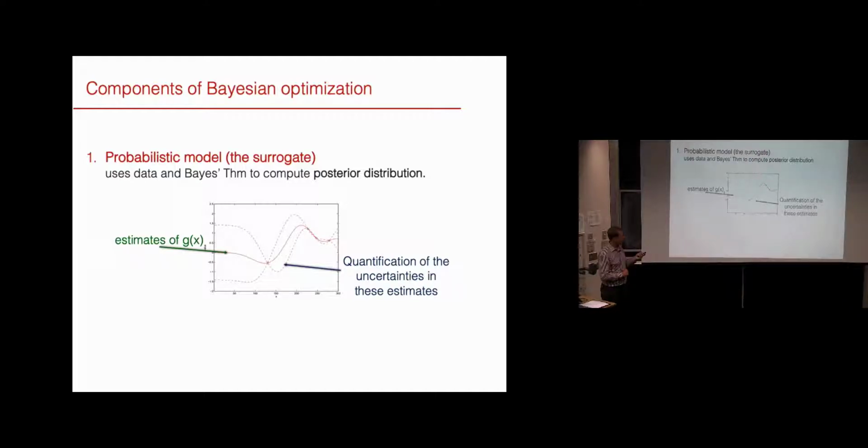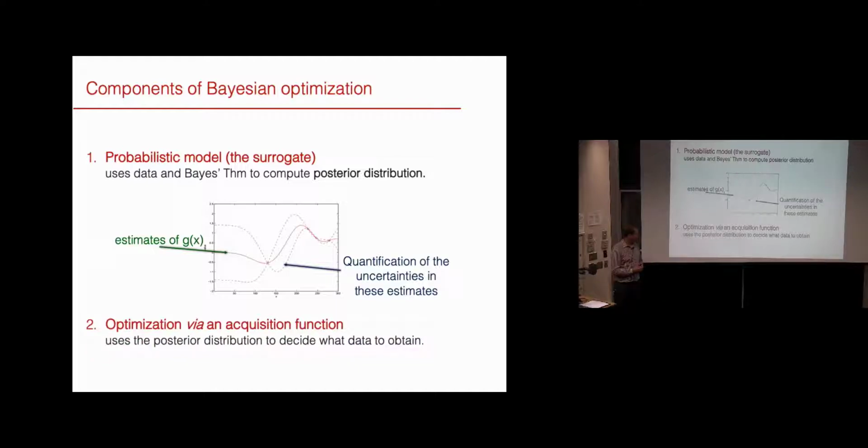In this example, you see we evaluate the function at 4 points in total, and the estimates are the solid line, and the uncertainty quantification is this dashed area. And we see in areas where we have seen lots of samples, the uncertainty is rather small. In areas where we have seen few samples, the uncertainty is large. And this is done via Bayes theorem, and we'll talk about this a little bit more later.